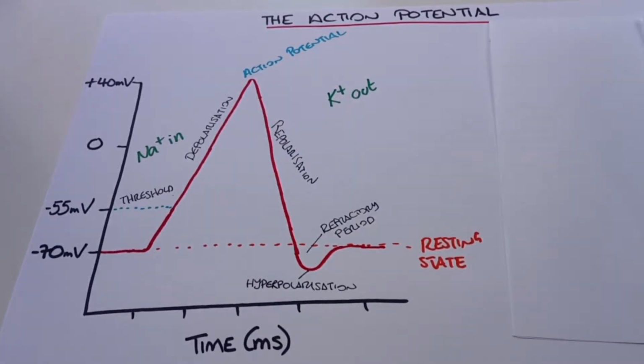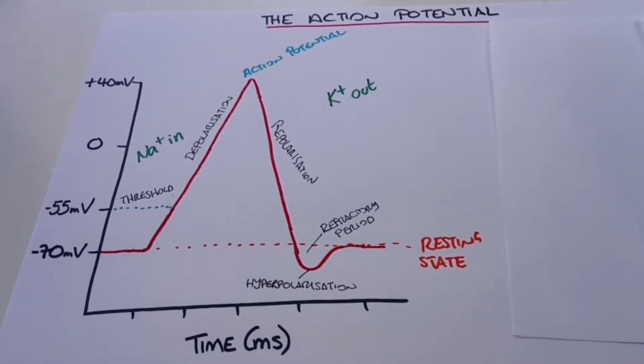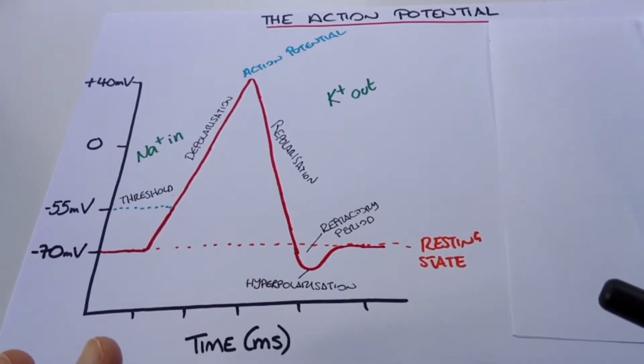So for refractory periods, we've got two. We've got an absolute refractory period, where another action potential is not possible. Absolutely not possible. And then we've got what's called a relative refractory period. In a relative refractory period, another action potential is possible. Magic. However, it's going to take a larger amount of stimulus for that to occur.